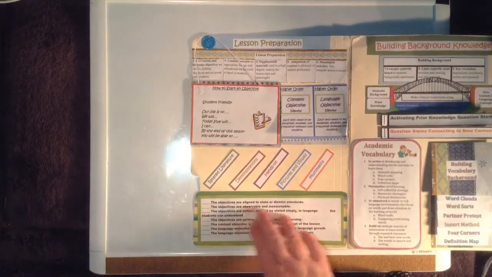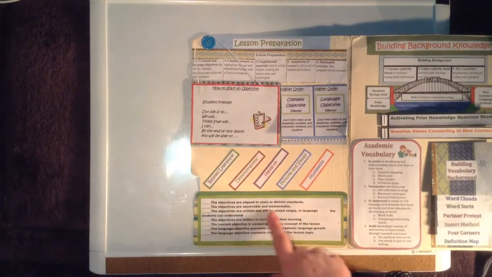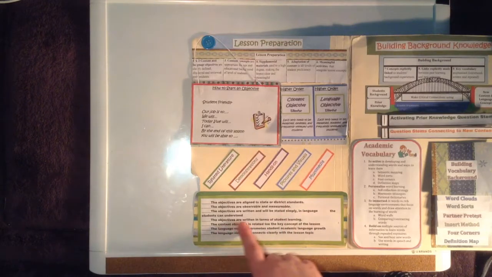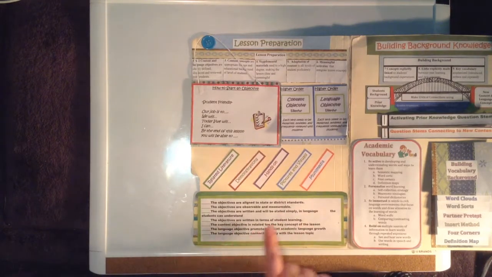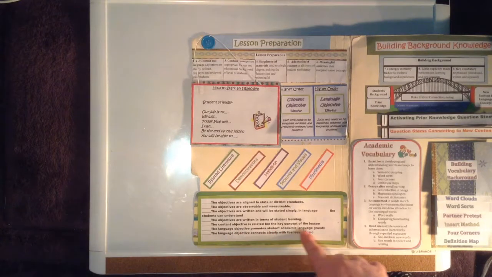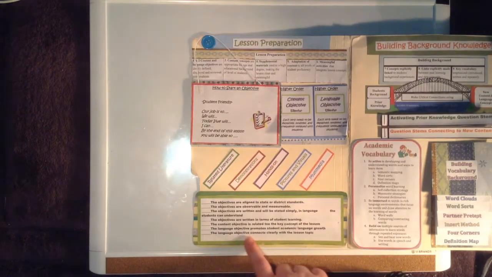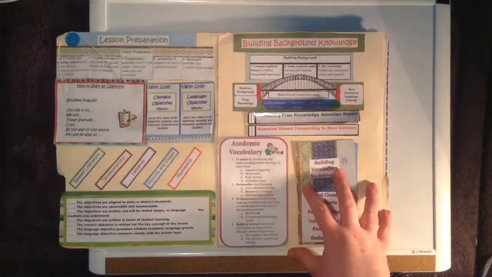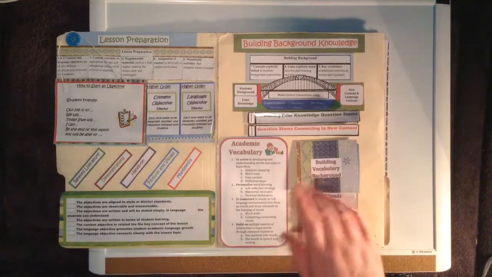The objectives are aligned with state standards. The objectives are observable and measurable. The objectives are written in terms of student learning. The language objective promotes student academic language growth, and the language objective connects clearly with the lesson topic. So over here on page 2 under building background knowledge, you'll notice 3 main things.